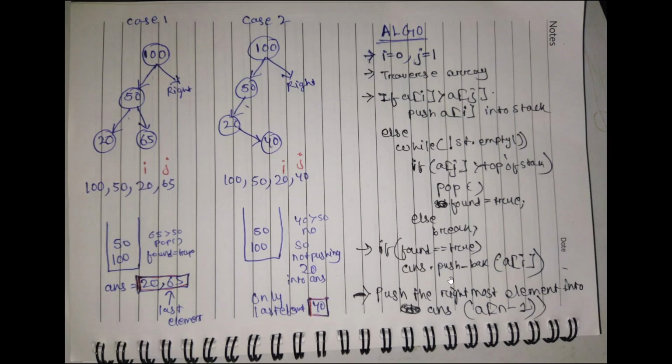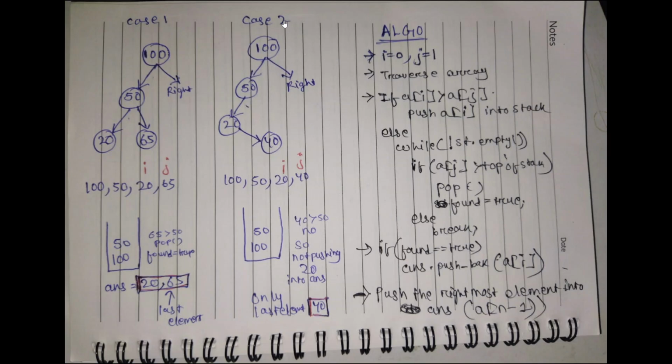That is 20. Then we push the rightmost element after the whole loop has executed n times. After this is executed, we push the rightmost element into the answer, because the rightmost element is always a leaf node. If the tree was built fully, then the extreme right will always be a leaf node. So at last we push that extreme right one into the answer vector. Here, the array's n minus 1 element, that is 65, is pushed into the answer vector. So we finally get 20 and 65 as our answer.